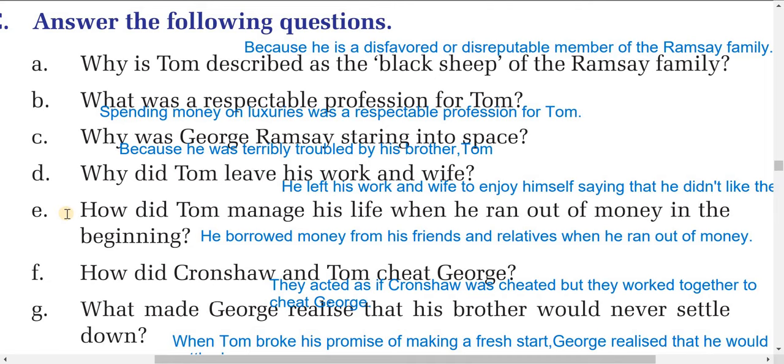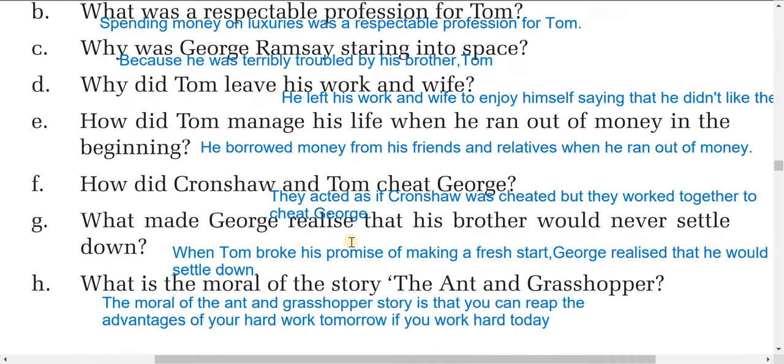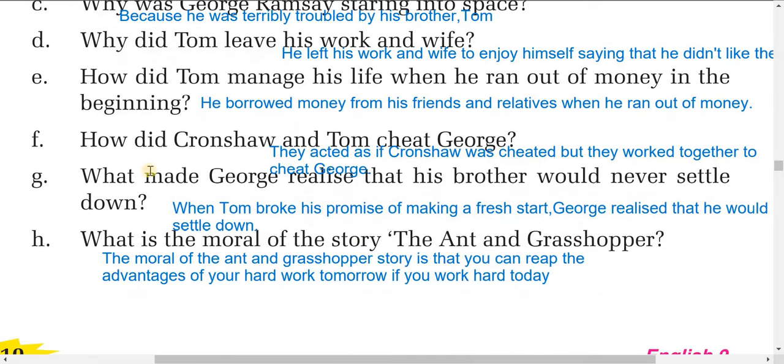Now E, you can copy the answer. How did Tom manage his life when he ran out of the money in the beginning? He borrowed money from his friends and relatives when he ran out of money. He started to borrow, or he borrowed money from his friends and relatives when he ran out of money.